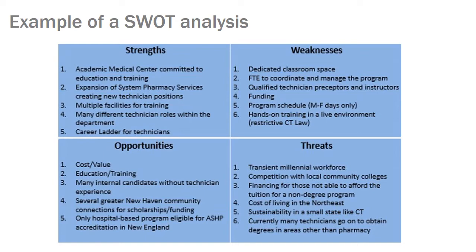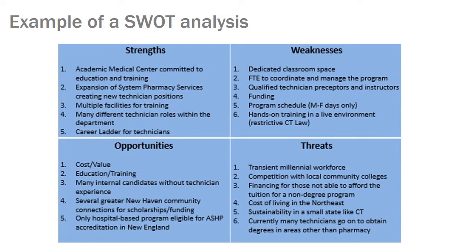For the Yale New Haven Hospital, when evaluating their strengths, you can see that as an academic medical center, their system is dedicated to education and training. Additionally, as the hospital was expanding their system pharmacy services, they needed more technicians for this, and they already had many facilities for the training of these technicians. Other strengths included the diversity of technician roles within the department and an existing career ladder for technicians to promote retention and loyalty for technician staff.